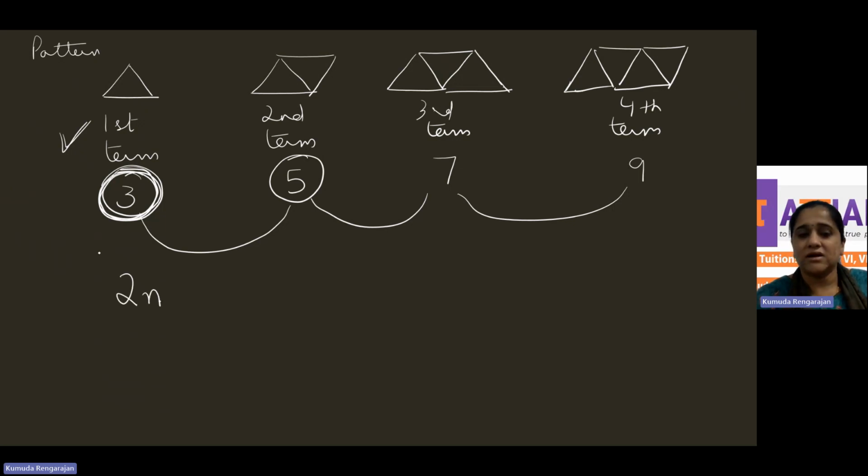So 2n. Now let's take n as 4. If you take n as 4, what's the answer you should get? 9 you must get. You can take n as anything, but if you take 4, you should get 9 as the answer. If you take 3, you should get 7 as the answer. So let's try n as 4.